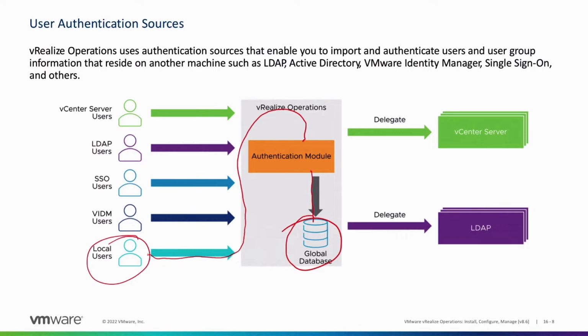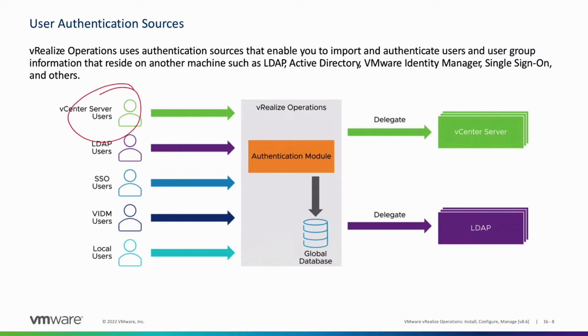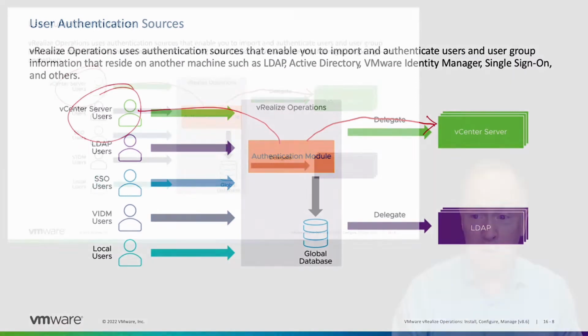On the other hand, for all of these other types of accounts, such as a vCenter server user, when a vCenter server user logs into vRealize operations, the authentication module sees that that's not a local account. It's a vCenter server account that's logging in. And as a result, the authentication module does not look up the user in the database in vRealize operations because that user is not in that database. Rather, vRealize operations delegates the authentication to vCenter in this particular case.